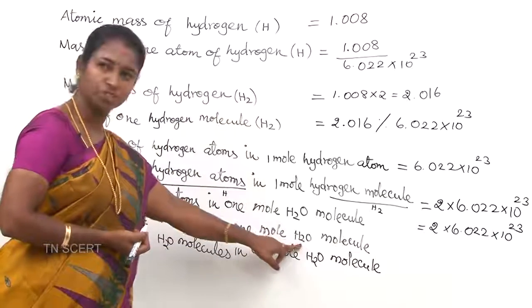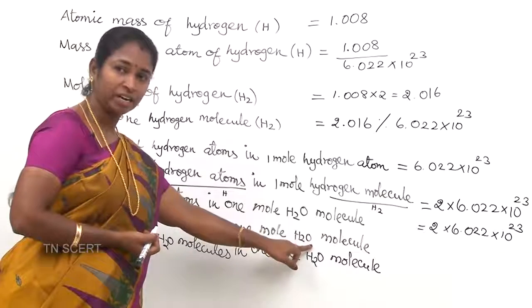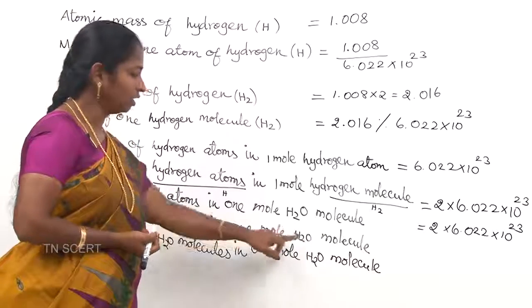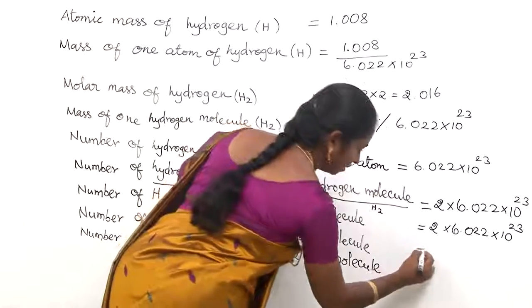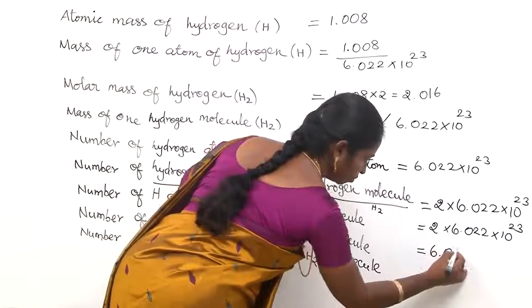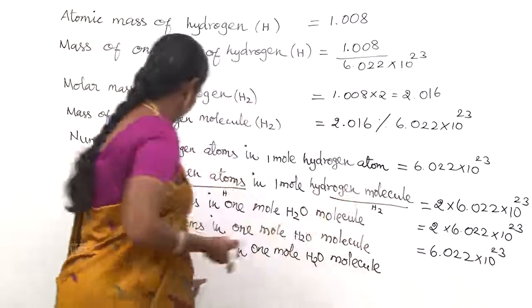This is 1 mole of H2O molecule. 1 water molecule contains 1 oxygen. So, 1 mole of H2O molecule contains 1 mole of oxygen atoms. That is equal to 6.022 into 10 power 23.